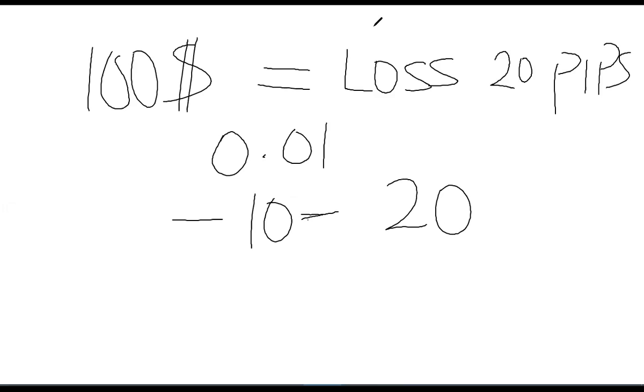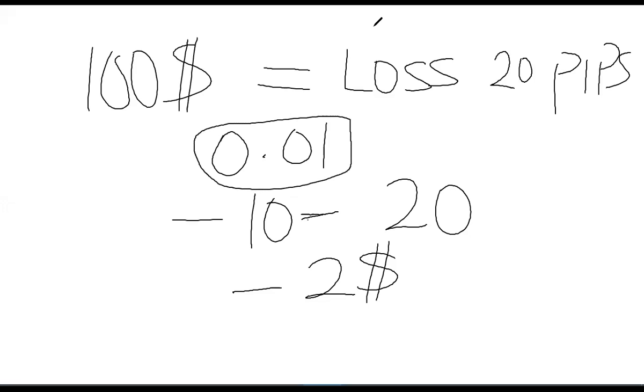Jane, do you now understand? So it means that you've lost minus $2. Okay, it means that if you lose 20 pips using this lot size, which is 0.01, you have lost $2. Is it not clear now? That's how that person got that answer. Okay. So Jane says it's clear.